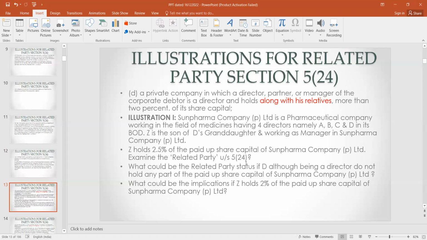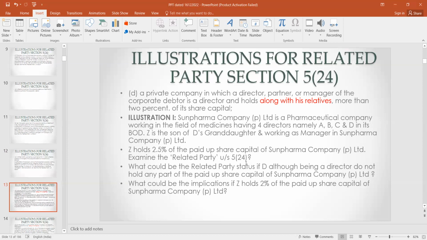But here, Z is not a director. Z is the son of D's granddaughter and working as manager. Granddaughter's daughter and son, so 524A 11. So he is also a related party in relation to an individual. But here we are saying it's in relation to a company.